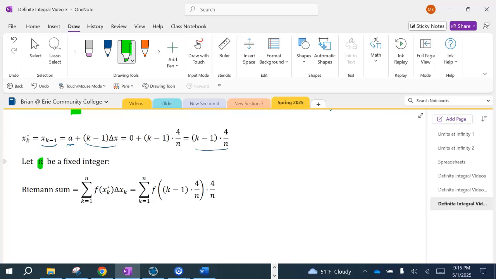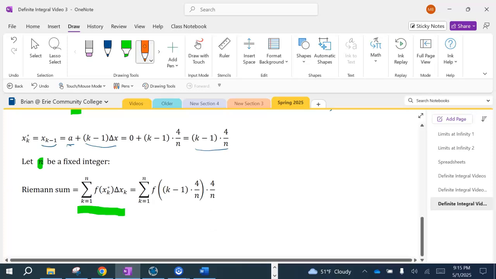The Riemann sum is, as indicated here, the sum from k equals 1 up to n. So for each subinterval, we're going to pick a point, the left endpoint, plug it into the function f, and multiply it by the width of the subinterval. Now, we're assuming we're talking about a regular partition. That means we don't have a variable subinterval width. Each of these subintervals is going to have width 4 over n. So delta x sub k is just going to be replaced by 4 over n over here.